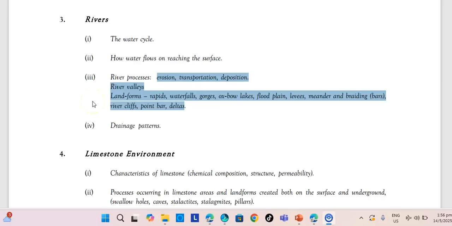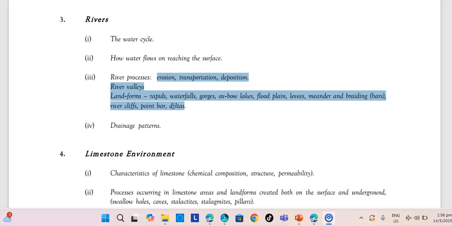So now that we've looked at river valleys, we're going to explain landforms. Examples of landforms include rapids, and all of the examples here, guys. I'm not sure if I'm going to go through all these examples, but I'm going to look at as many as possible for revision purposes. All right, so the first landform we're going to look at is rapids.